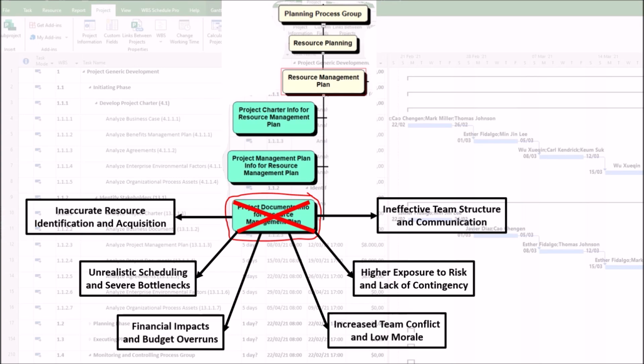Second, poor stakeholder analysis. Not understanding the communication needs and influence of different stakeholders leads to a communication plan that misses key audiences, causing misunderstandings and rework.